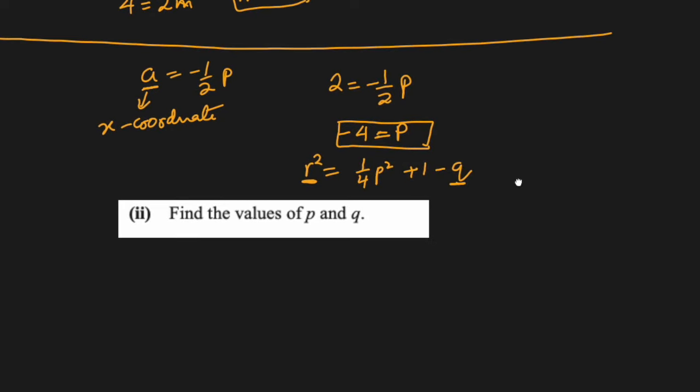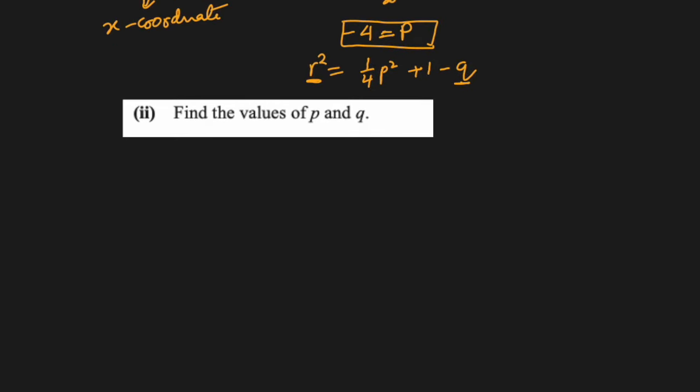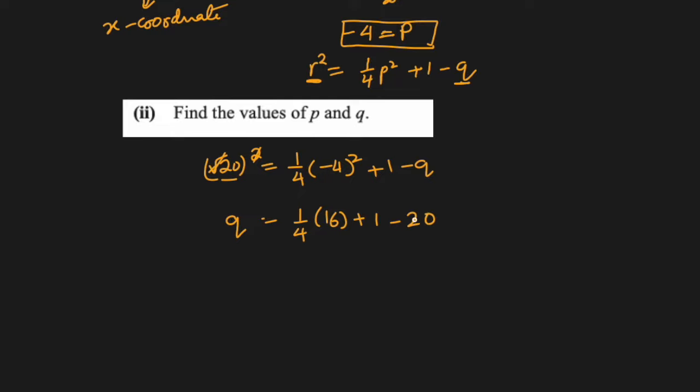And now we can substitute in this particular part. Okay, so it becomes what? Minus r square. R square is square root 20, square, equal to 1 over 4, P is minus 4 now, square, plus 1 minus q. To find q, I'll bring it to the left side, becomes positive. This square root and square cancel. Equal to 1/4 of 16 plus 1, and this 20 will come to the right side, minus 20. So 4 plus 1, 5. Q equal to minus 15. Got P and Q both.